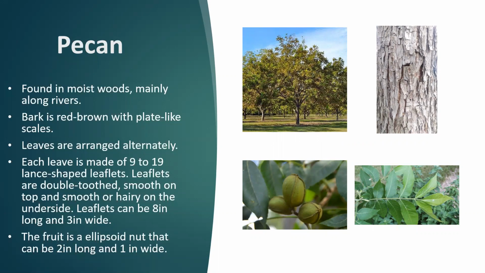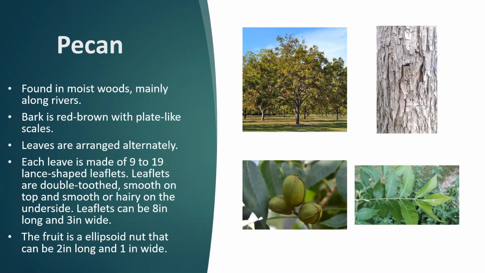Each leaf is going to be made up of 9 to 19 different leaflets. The leaflets are going to be doubly toothed, so they're going to have one tooth with a smaller tooth inside of that bigger tooth. And a really important characteristic is that the leaflet is going to be smooth on top and hairy on the underside. And we'll get into why that's important in a few different species later on, but just remember that the pecan tree is smooth on top and hairy underneath.